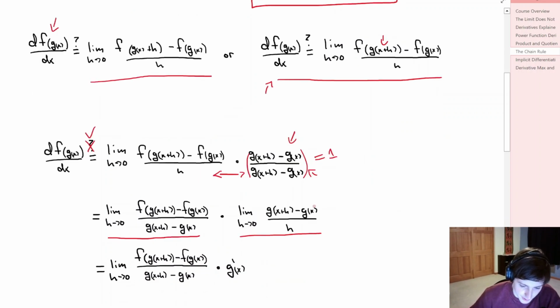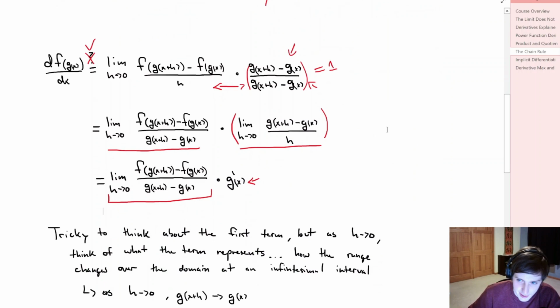The easiest thing to take away from this is that this term right here is simply equal to the derivative of g with respect to x. But now for our first term, we're left with this odd thing. And this is where we need to think of what this is representing in words, because I think it paints a better picture. I'll leave it up to the viewer to think about what happens as h goes to 0, and what it really represents. Or maybe here's a little hint: how the range changes over the domain at some infinitesimal level. If you go back to the derivative explained video, you'll have a realization.